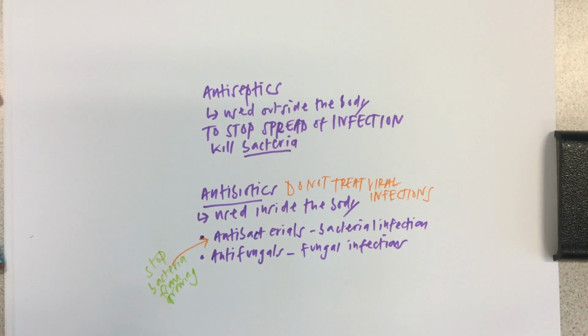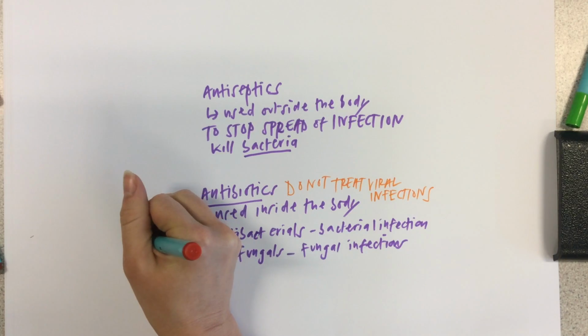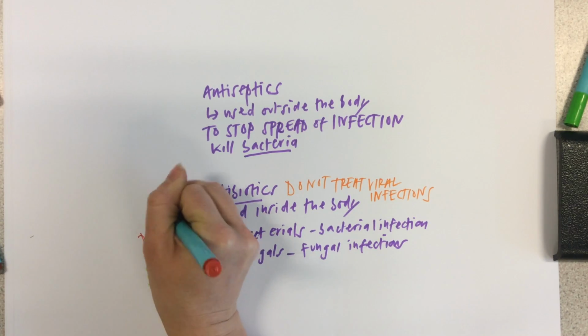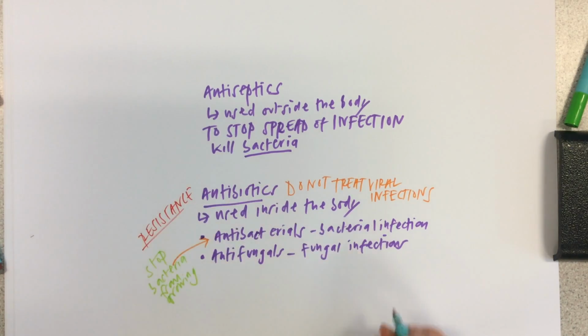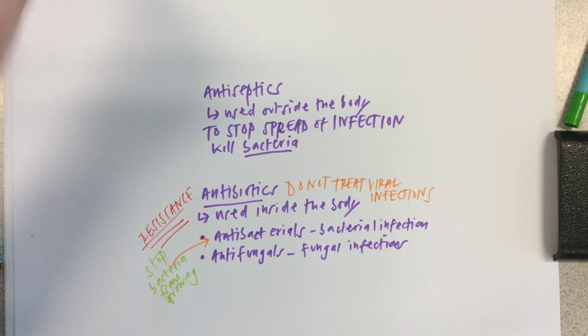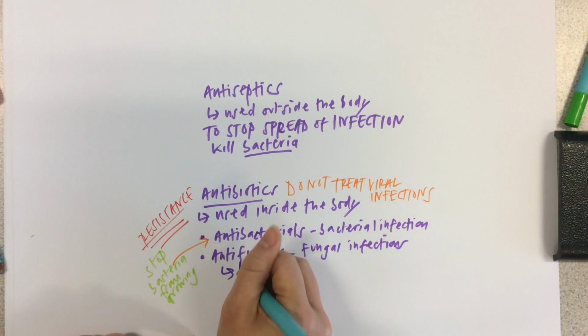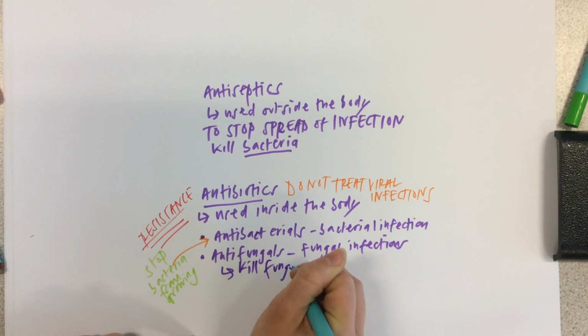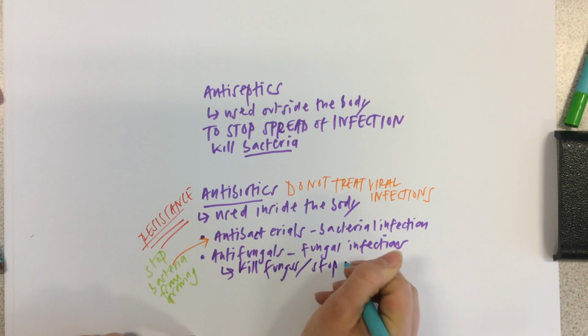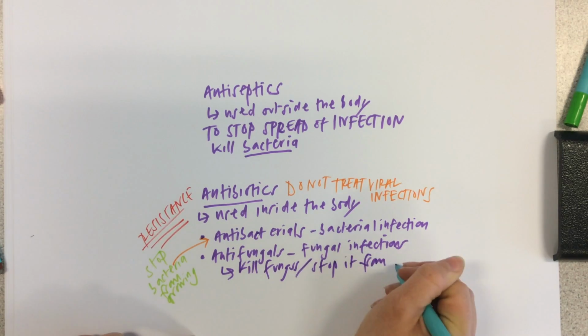Something that's really important about antibiotics is what they can do is they can develop resistance. And I'm going to talk about bacterial resistance in another video, but that's a really important thing about overuse of antibiotics, is they can develop resistance. And let's just go back to finishing off talking about antifungals. Antifungals will basically kill the fungus and also try and stop it from growing.